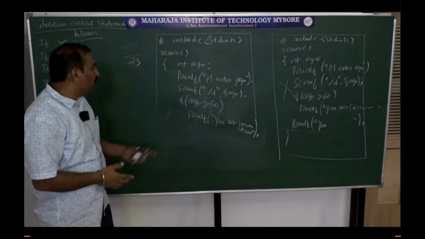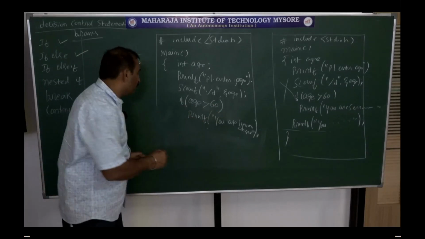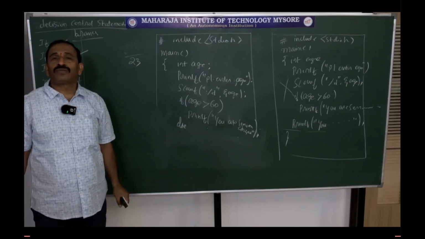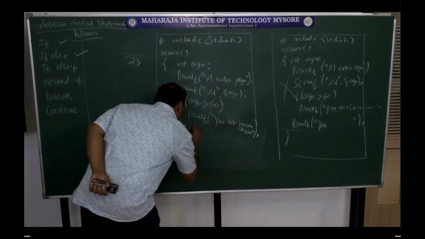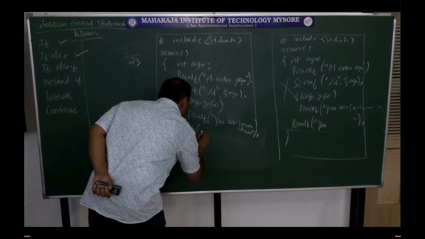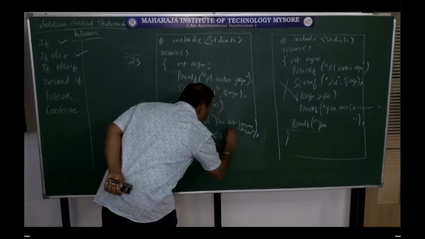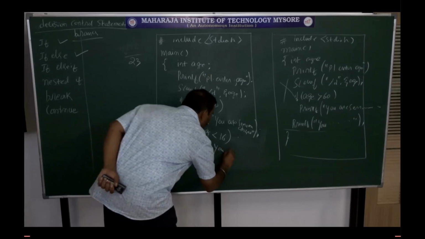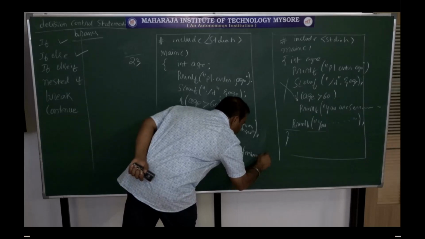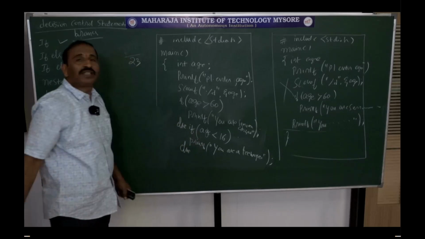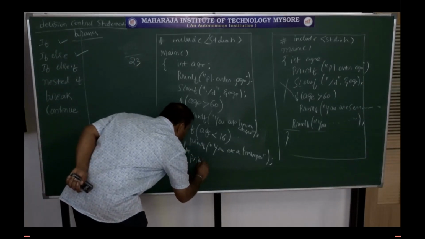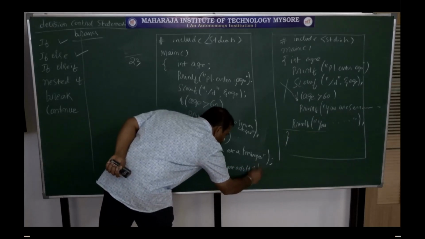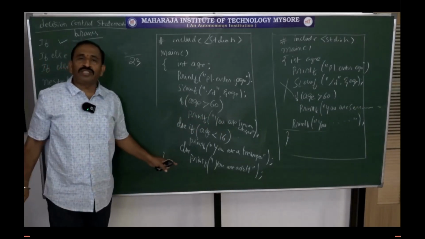Okay, now let us see. If your age is greater than 60, then you print, you are a senior citizen. Else, again I am putting a condition. I am putting a condition like this: else if age is less than 16, printf, you are a teenager. Now I am using this else. Else, printf. I am now doing this with a larger number of branches.